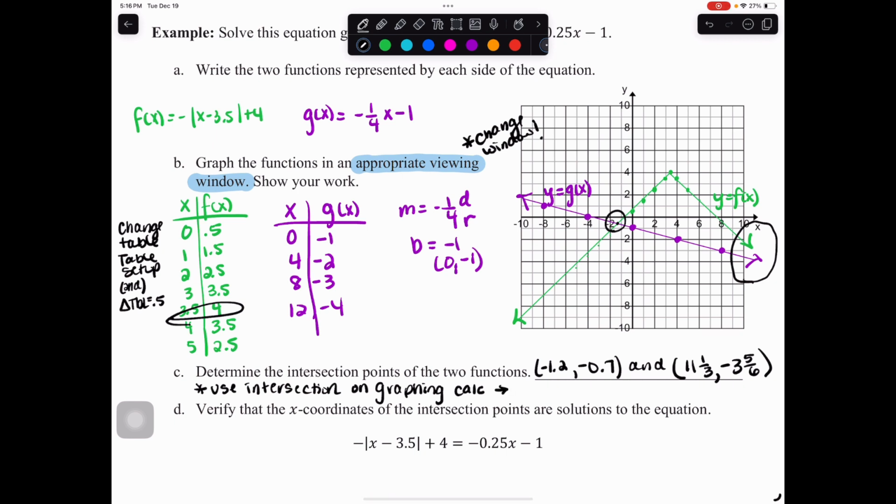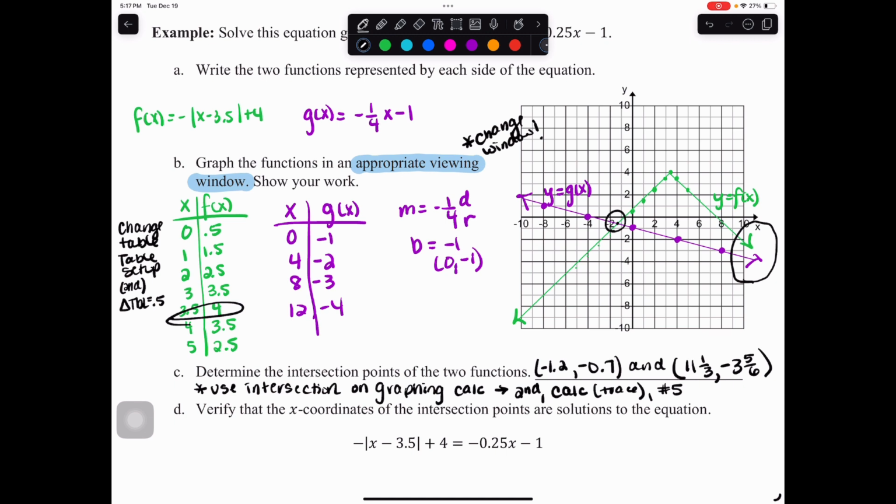And that was by hitting second. That gets you to calculate, which came from originally the trace button. And then you are picking number 5, intersection. And then that will give you your points. You just have to do it twice. And I already demonstrated how that would look.